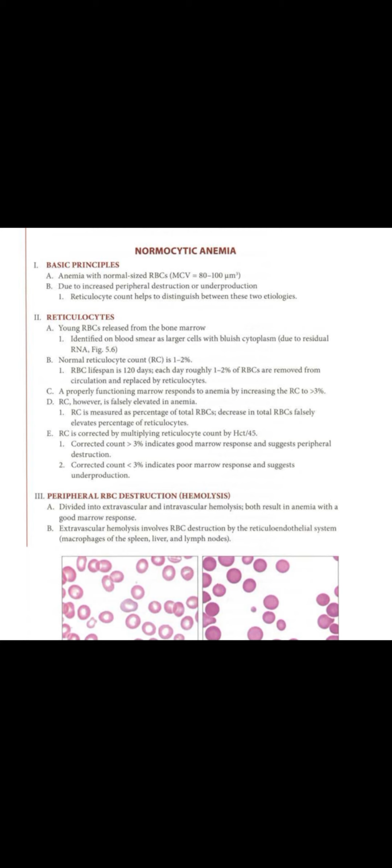Peripheral RBC destruction, or hemolysis, is divided into extravascular and intravascular hemolysis. Both result in anemia with a good marrow response. Extravascular hemolysis involves RBC destruction by the reticuloendothelial system, macrophages of the spleen, liver, and lymph nodes. Macrophages consume RBCs and break down hemoglobin.